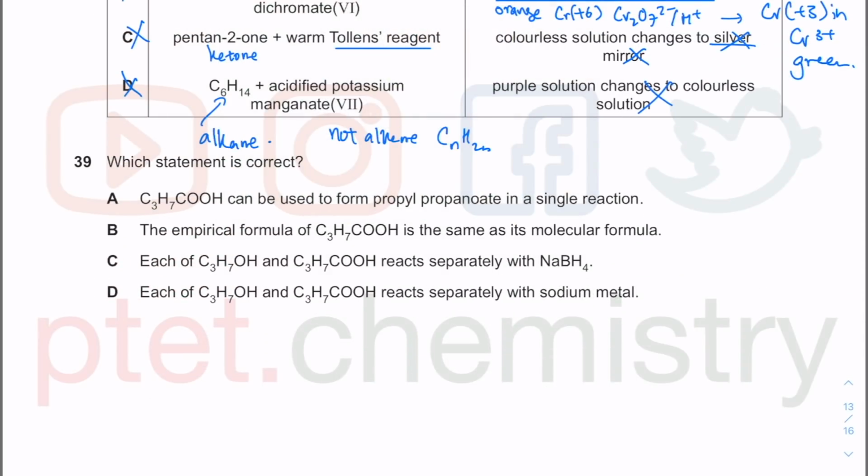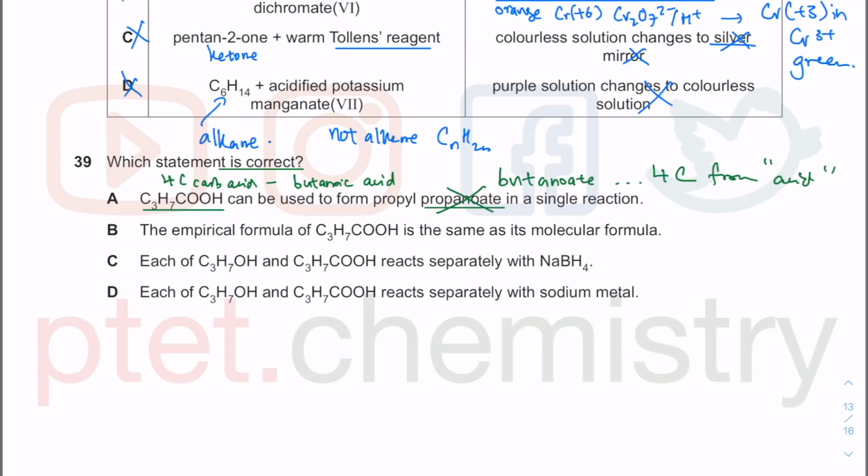Question 39, you're looking for the correct statement. So we know that this is 4 carbon carboxylic acid. So this is what you call butanoic acid. When you form ester, you are not going to get propanoate. You can get something butanoate, but not propanoate. It must be 4 carbon from the acid side. They give you like the salt. That's why you name the alcohol before the salt name. They come from the acid. So A is definitely wrong.